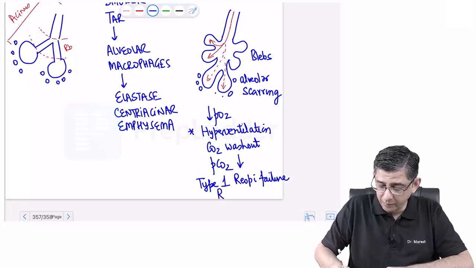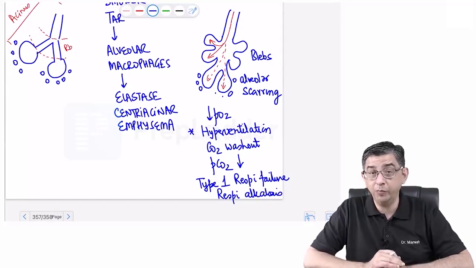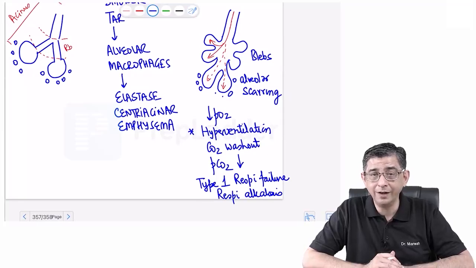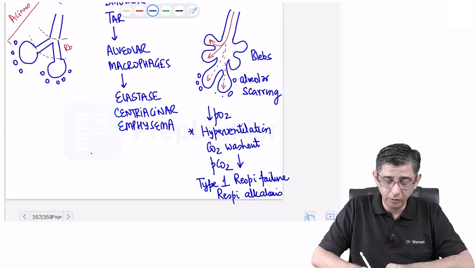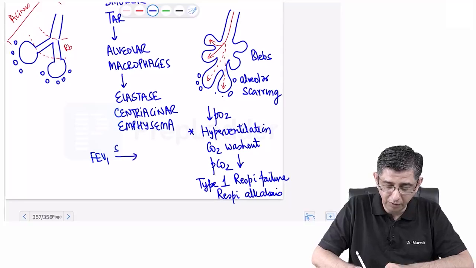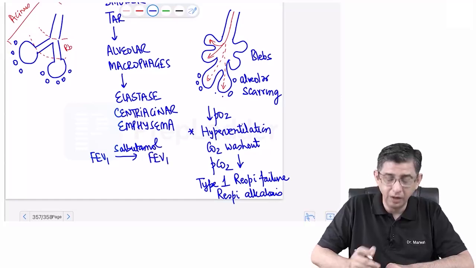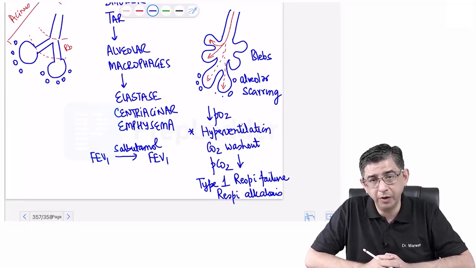And every example of type 1 respiratory failure will be having a carbon dioxide washout, so production of protons will also be lesser. If proton production is lesser, then it will contribute to respiratory alkalosis. And I've already told you that in these patients, if you check the FEV1 before and after giving salbutamol, there will be no changes, unlike in bronchial asthma, where I mentioned a 12% increment.